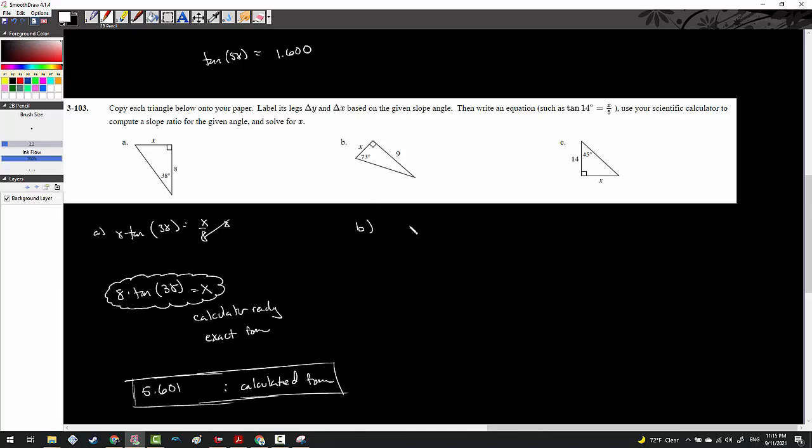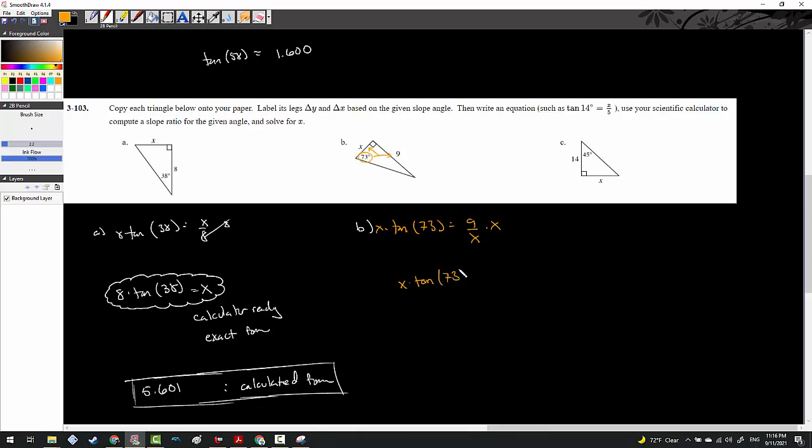So from here, again, this whole idea here, tangent, and this triangle is oriented a little bit differently, but that's all right. We want to go to the opposite divided by the adjacent, right? So that makes tangent of 73 equal 9 over x. Now this one's going to be a little tougher to solve, because if I multiply both sides by x, that doesn't get x by itself, but it does get it in the numerator, which is helpful.